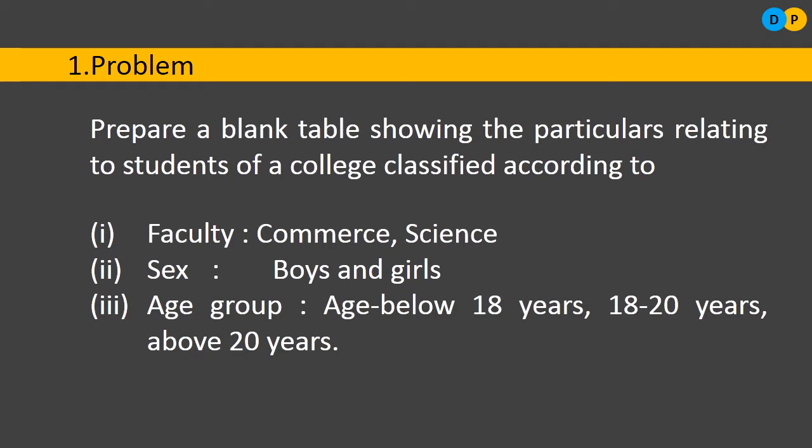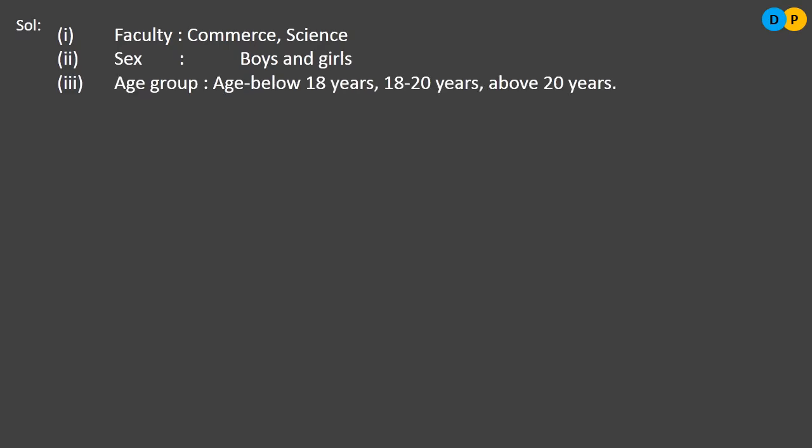And here the students of a college are classified according to three important characteristics. So what are the three important characteristics? The first characteristic is faculty. A student can opt for either commerce or science. The second characteristic is whether the student is a boy or a girl. And the third characteristic is in which particular age group they come, whether they are below 18 years, 18 to 20 years, or above 20 years. So we have three characteristics: faculty, sex, and age group.